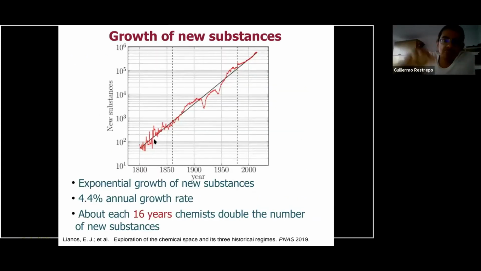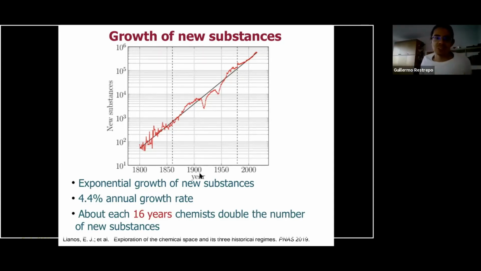We counted year after year how many new substances have been reported in the literature, and then we found this trend. This is in log scale, and this is in linear scale, that's the time. We could find a very interesting historical trend. It's something like the way of doing chemistry has some regularity over history, and that regularity has to do with the annual growth rate. To summarize, about every 16 years, chemists have been able to double the number of substances. That is a very rapid growth of the chemical space.